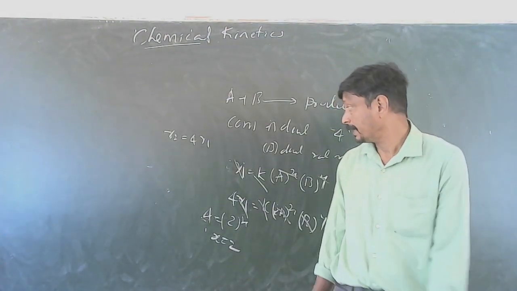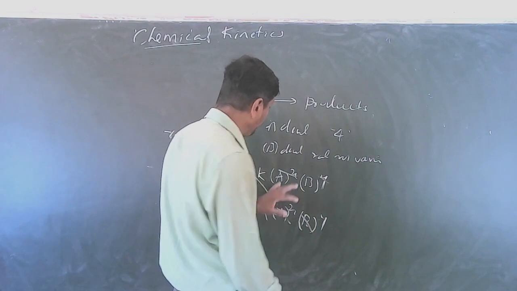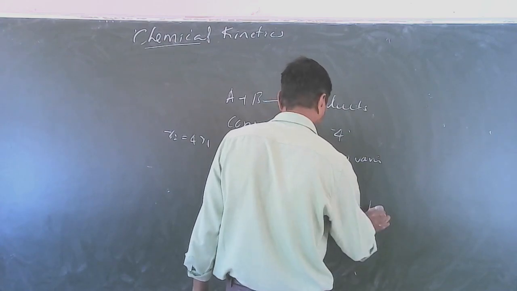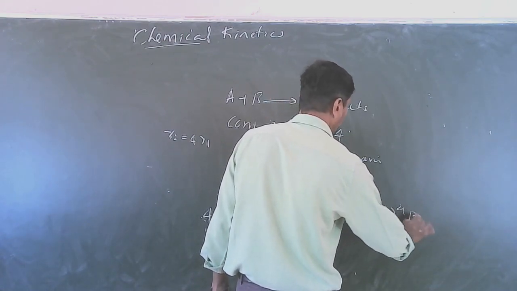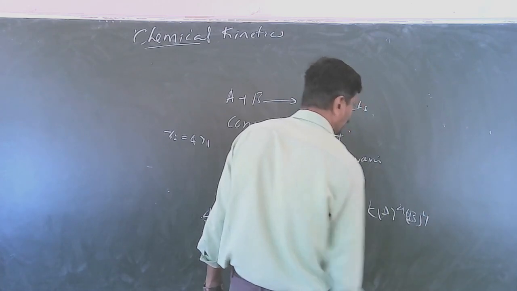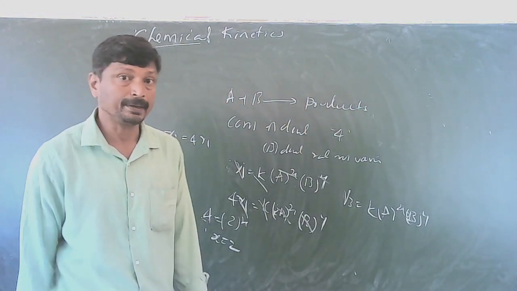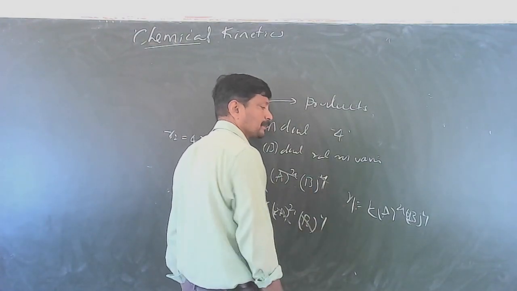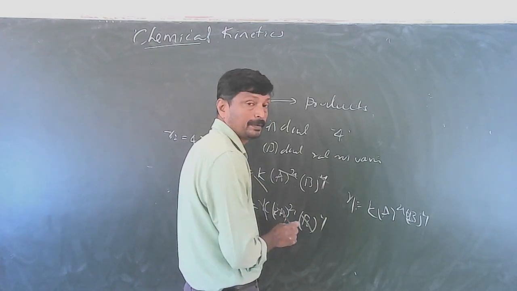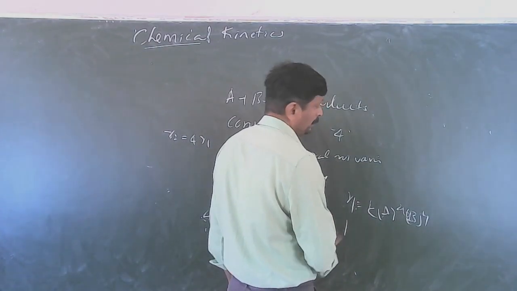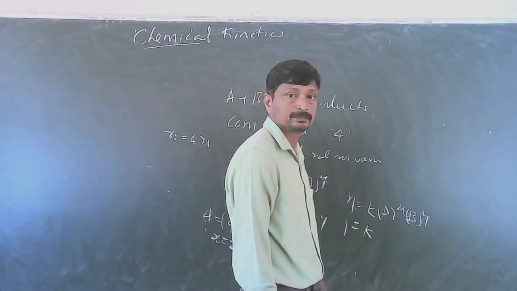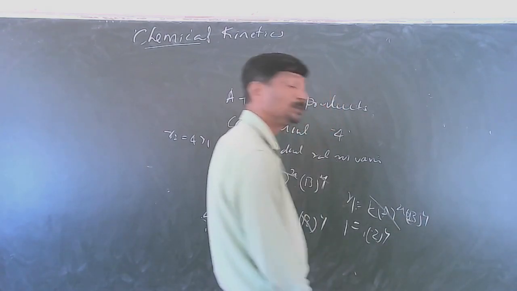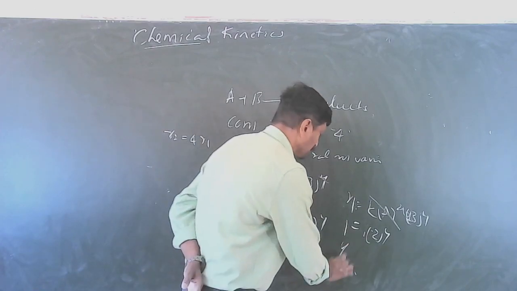So, in the third case, what have you done? You keep A constant and B is doubled. R3 is equal to K into A to the power of X and B to the power of Y. Here B is doubled. Here R1 is equal to R3. Therefore, you can write it as R1 by R3. Divide this by this. What will you get? 1 is equal to K cancels, A cancels, 2 to the power of Y. Y is equal to 0.